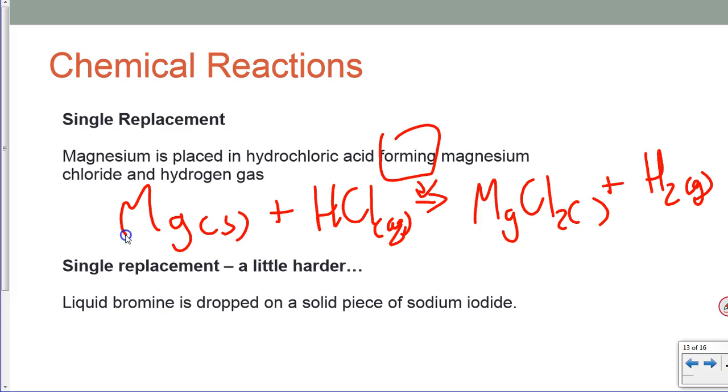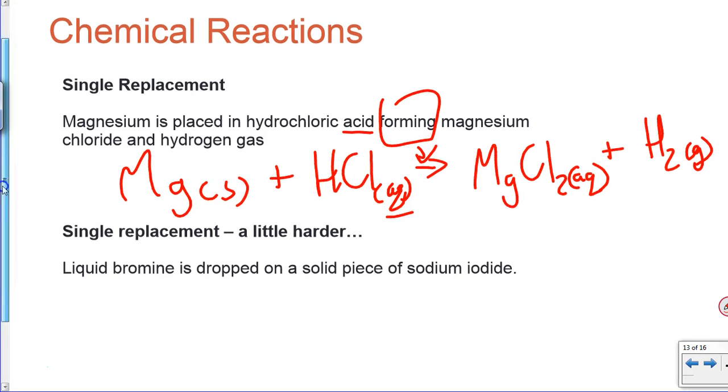The reason I'm saying I don't know its state yet is I have an ionic compound. I need to ask myself in this reaction, is water present? Water is present when it says aqueous, or it says solutions, or when it says acid. So water is present. I go to my table, I go to the column for chlorine, I find magnesium. Magnesium is in the most category. The most category is aq. Perfect.